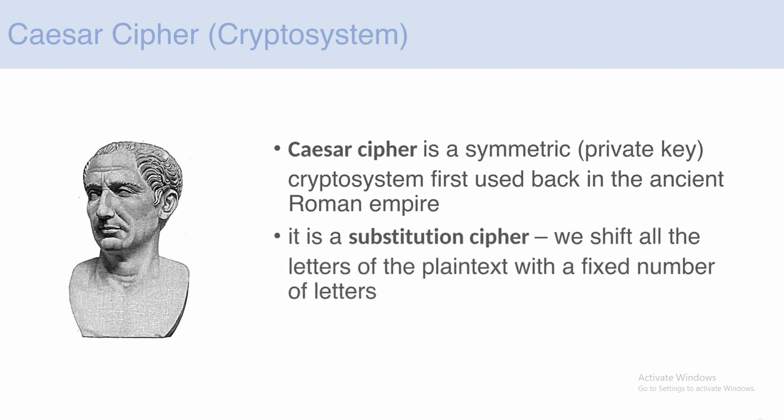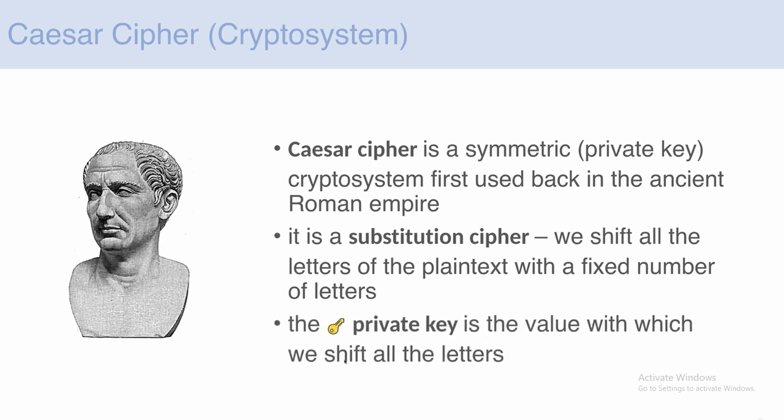It is a substitution cipher, which means that we shift all the letters of the plain text with a fixed number of letters. And this is the private key itself. So the private key is the value with which we shift all the letters.